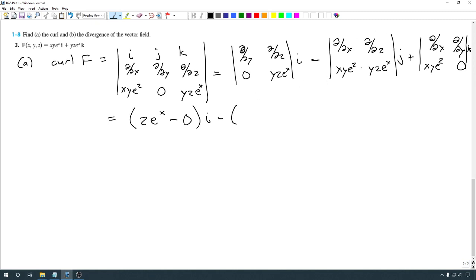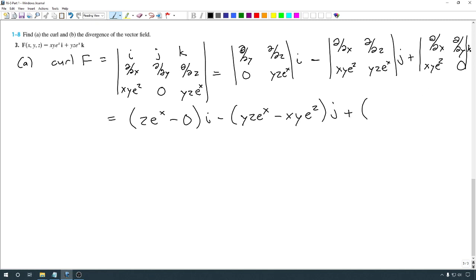Our j component, we take the derivative with respect to x of yz e to the x. Of course, there, e to the x is the only part that we care about, and its derivative is still e to the x. So we have yz e to the x. Then minus the other one, we have the derivative with respect to z of xy e to the z. Same kind of thing there.